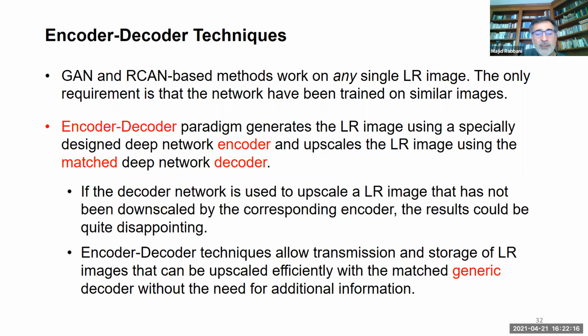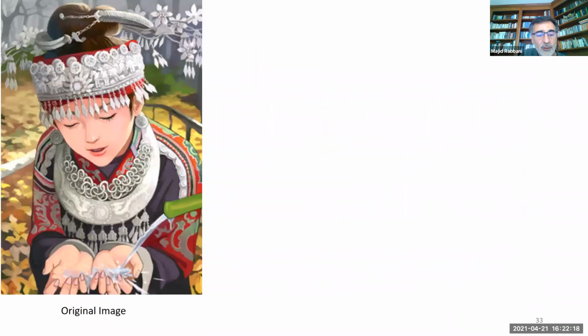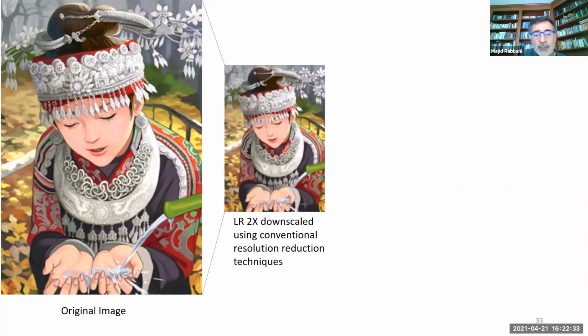I mean, a picture speaks 1,000 words. So let's do that. Let's start with an original image, okay? Why are we using this image? Because everybody else is using this image. So in order for us to be able to report from these papers, we have to use that same image, okay? Here is a conventional downsampled version of that, okay? It says low resolution, 2x downscaled using conventional resolution reduction techniques like bicubic, okay?